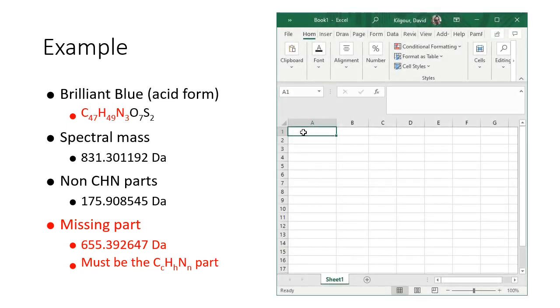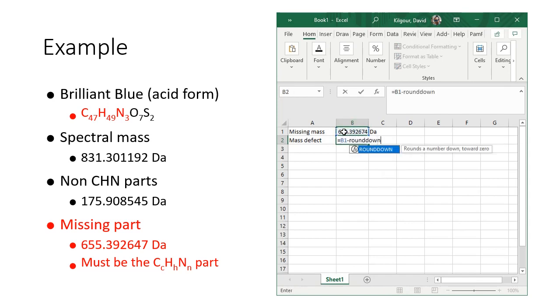We can demonstrate this calculation pretty easily in Excel. So first of all, I'll enter the missing mass, that being the spectral mass minus the heteroatom component, into this top row. And then the next thing to do is to calculate the mass defect of that missing mass, which we can easily do using the round down function in Excel. The next stage is to calculate the mass defect of hydrogen, and so we'll repeat almost the same calculation again.